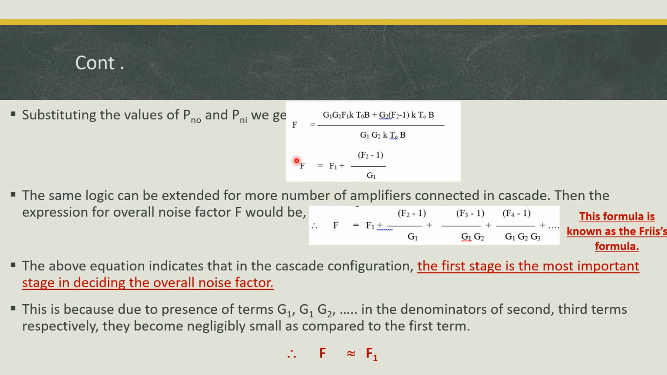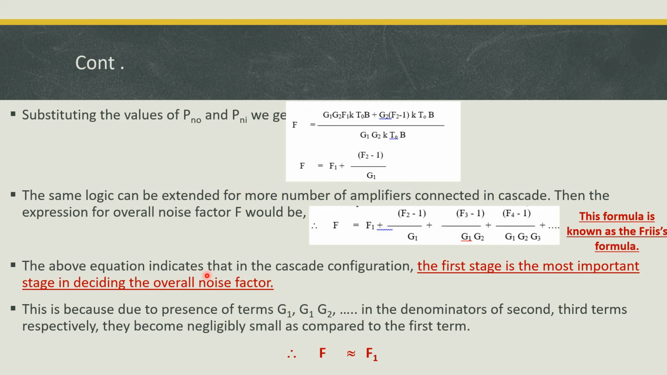If you are connecting n number of amplifiers, then F is equal to F1 plus (F2 minus 1) divided by G1 plus (F3 minus 1) divided by G1 into G2 plus (F4 minus 1) divided by G1, G2, G3. Next factor (F5 minus 1) divided by G1, G2, G3, G4. So like that it will be extended.